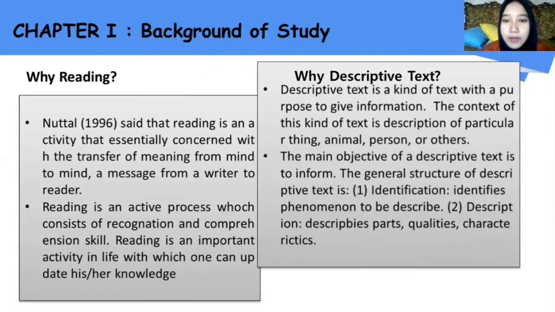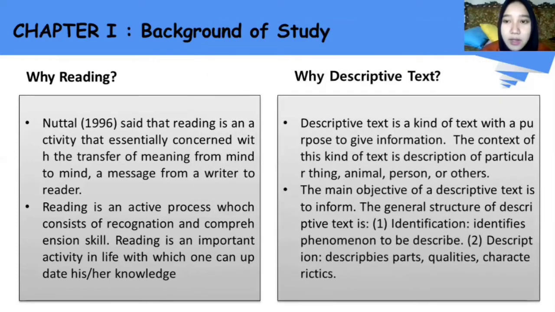And then descriptive text. Descriptive text is a kind of the text with a purpose to give information. The context of this kind of the text is description of particular of things, animal, person, or others. And the main objective of a descriptive text is to inform. And the general structure of descriptive text is, the first is identification, identifies phenomenon to be described, and the second is description, describes of parts, qualities, and characteristics.